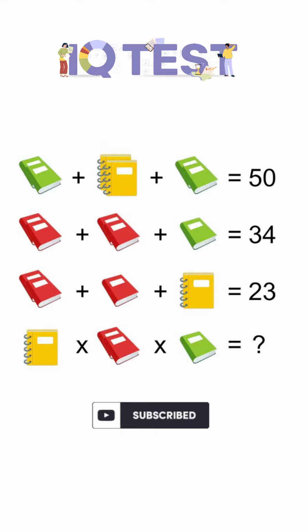Okay, over here we have 2 green books, 2 yellow books, plus another 2 green books. So basically we have 4 green books plus 2 yellow books is equal to 50. Now we have 4 red books in the equation 2. 4 red books plus 1 green book is equal to 34. Then we have 3 red books plus 1 yellow book is equal to 23. So we have to find 1 yellow book multiplied by 2 red books multiplied by 1 green book. So guys, what is our answer?